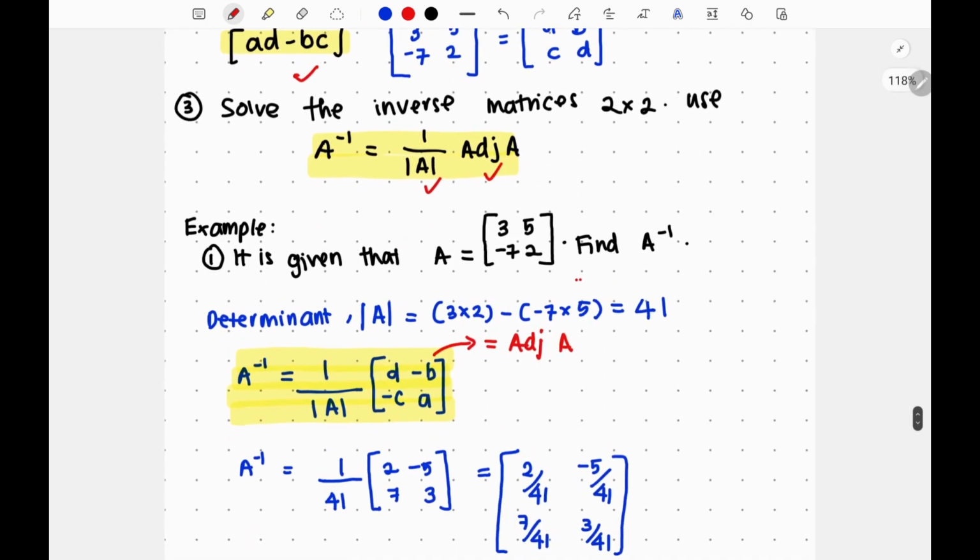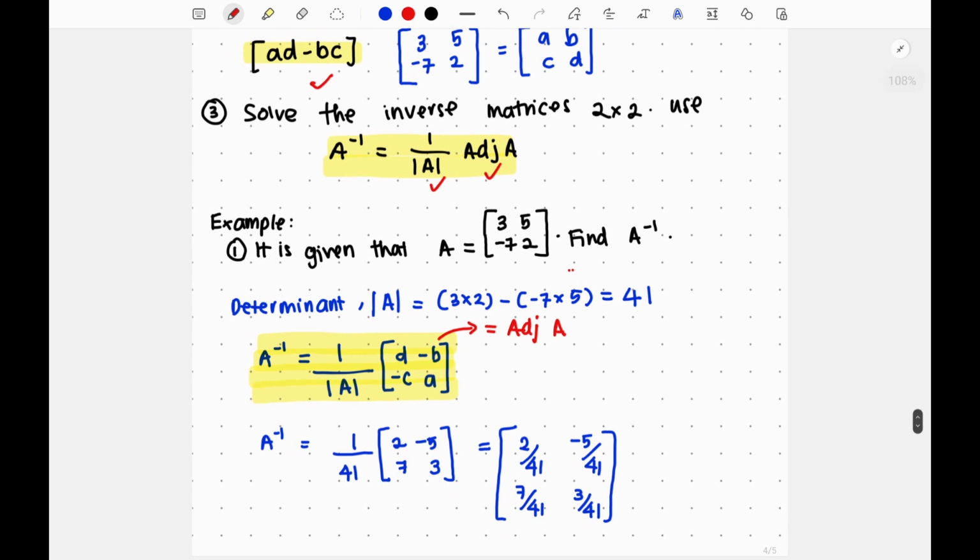So we move to example 1, where it is given that matrix A is 3, 5, -7 and 2, and you need to find A inverse. So the first thing you need to find is the determinant, since you just need to find A inverse. So the determinant would be like this: A times D minus B times C. So 3 times 2 minus -7 times 5, where AD minus BC is equal to 41.